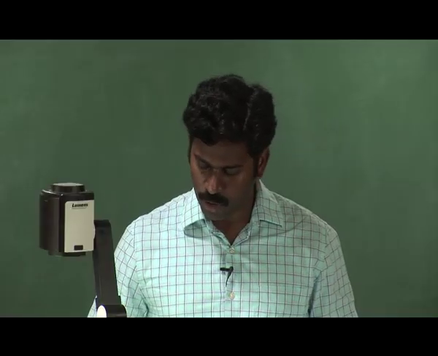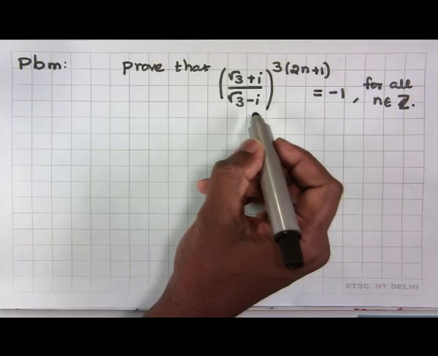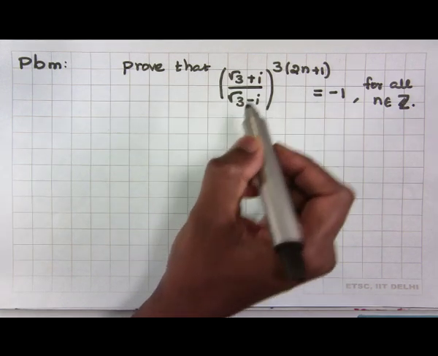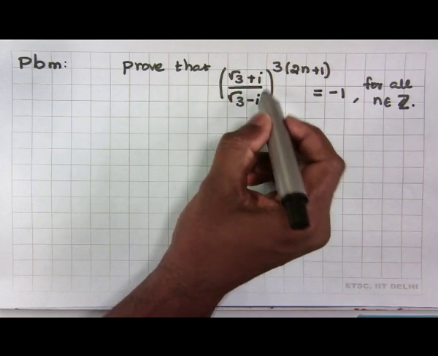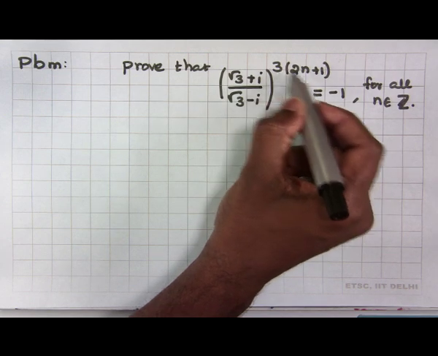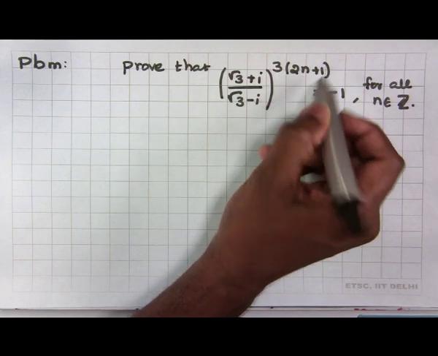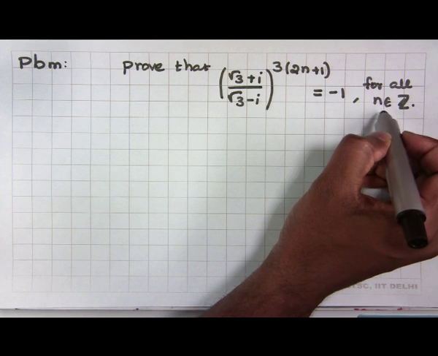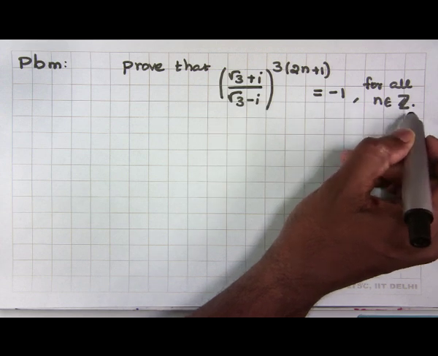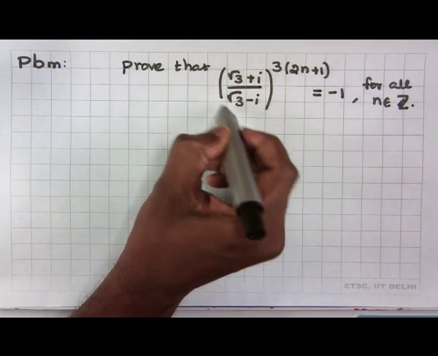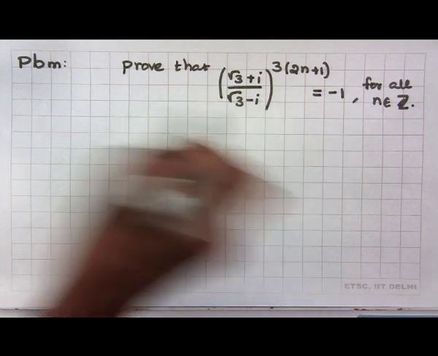Let us do one more problem. Now, we need to show that the power of this complex number, which is raised to 3 multiplied by 2n plus 1, is always minus 1 for every n being an integer. So, let us try to see what this expression is first.